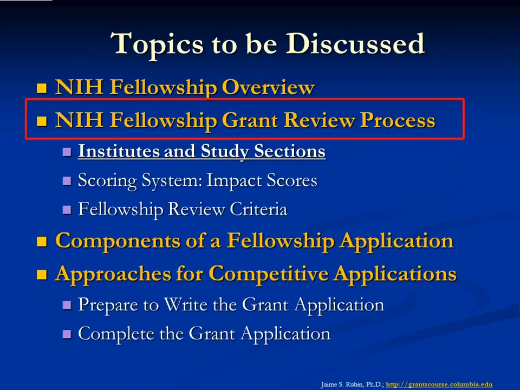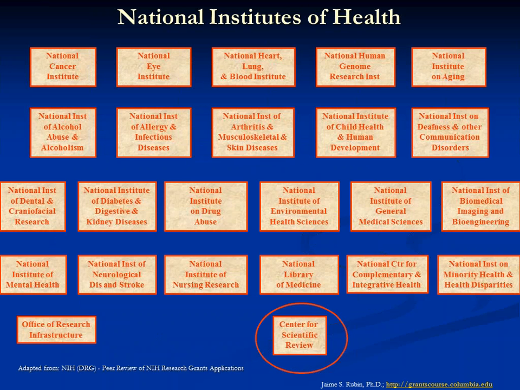All right, so what is the NIH Fellowship Grant Review process? One of the things is to understand what NIH looks at, and it's the National Institutes of Health. There's an S at the end of institute. So there's the National Cancer Institute. You'll see that many of these are really focused on different disease areas. The National Heart, Lung, and Blood Institute, the National Institute of Allergy and Infectious Diseases. And then at the bottom of the slide, you'll see the Center for Scientific Review.